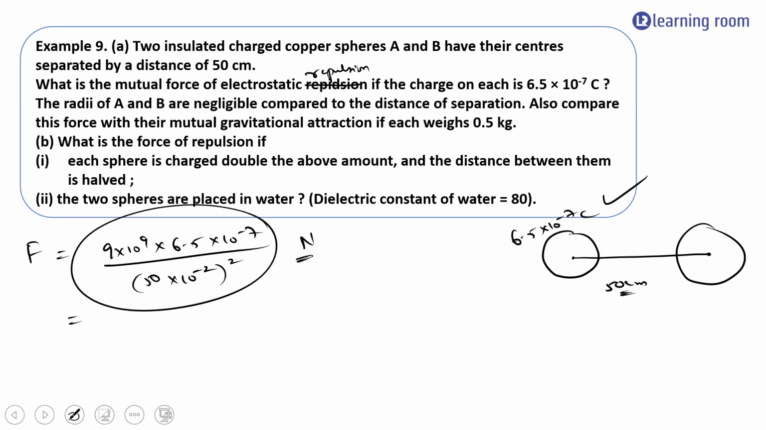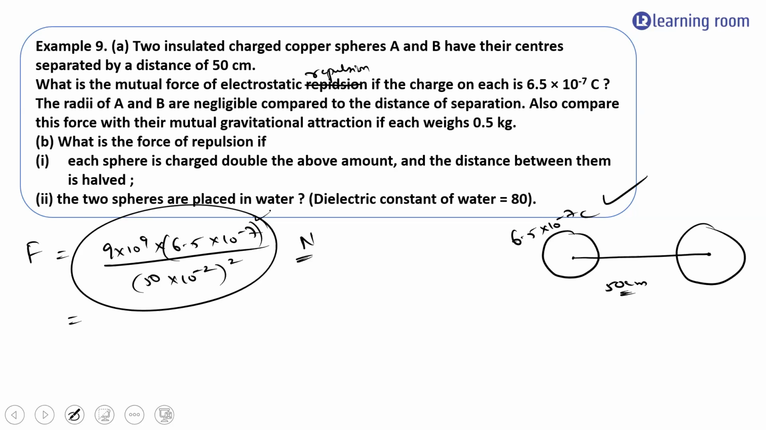Sir, 6.5 into 10 to the minus 7, the whole square, no, sir? Fine. So 9 into 10 power 9 into 6.5 into 10 power minus 7, the whole square divided by r square. Right.